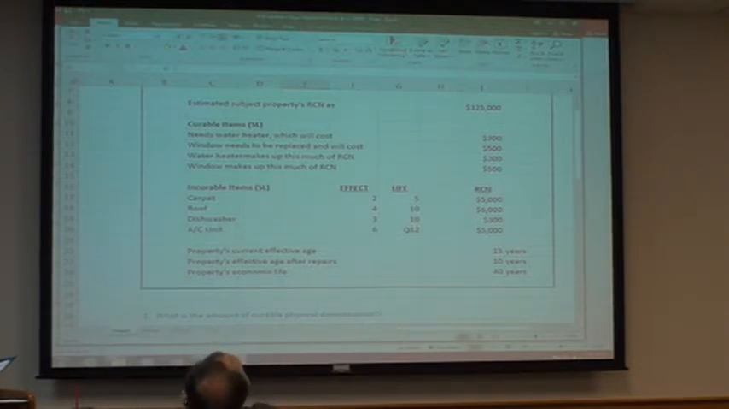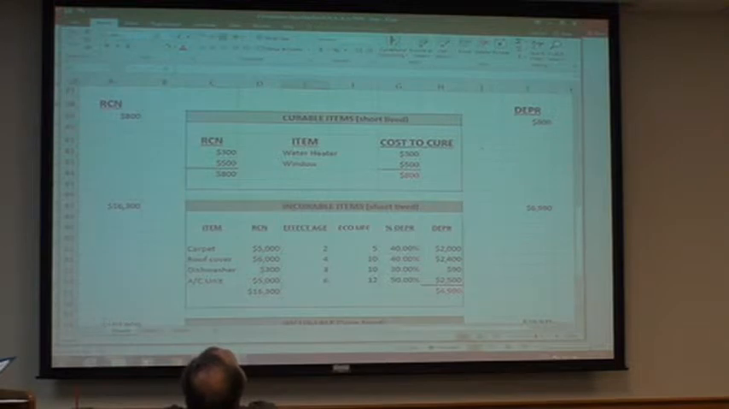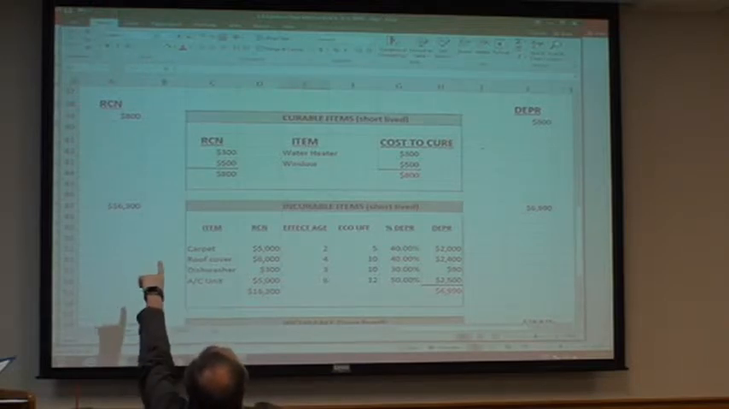The carpet, RCN new is $5,000. Roof is $6,000. Dishwasher is $300. AC unit is $5,000. And part of that life is still good. Let's roll down. Cost to cure up here. Water heater's cost to cure is $300. Windows cost to cure is $500. So our curable short-lived is $800. Then we put the $800 over here on RCN.